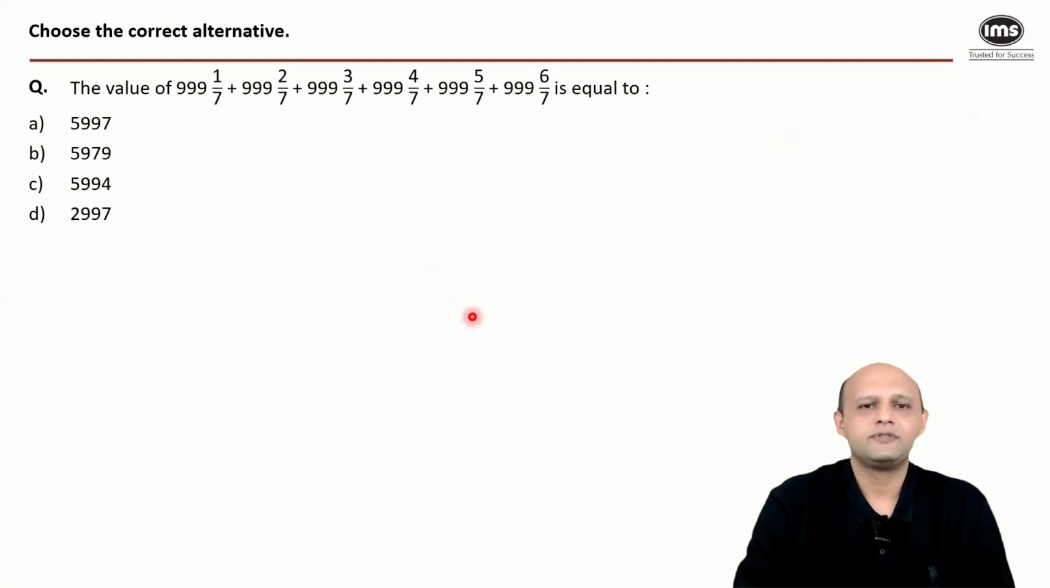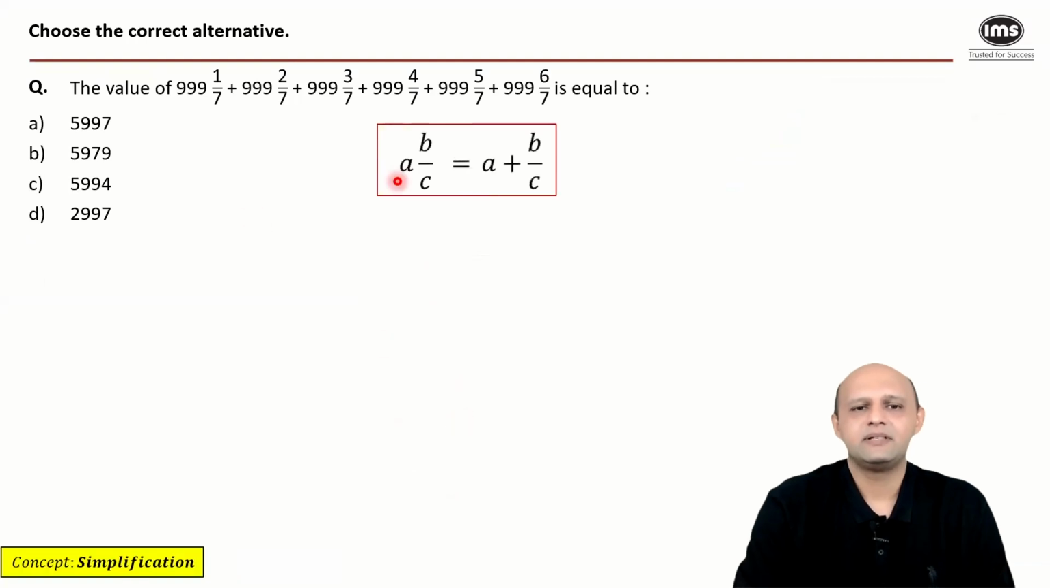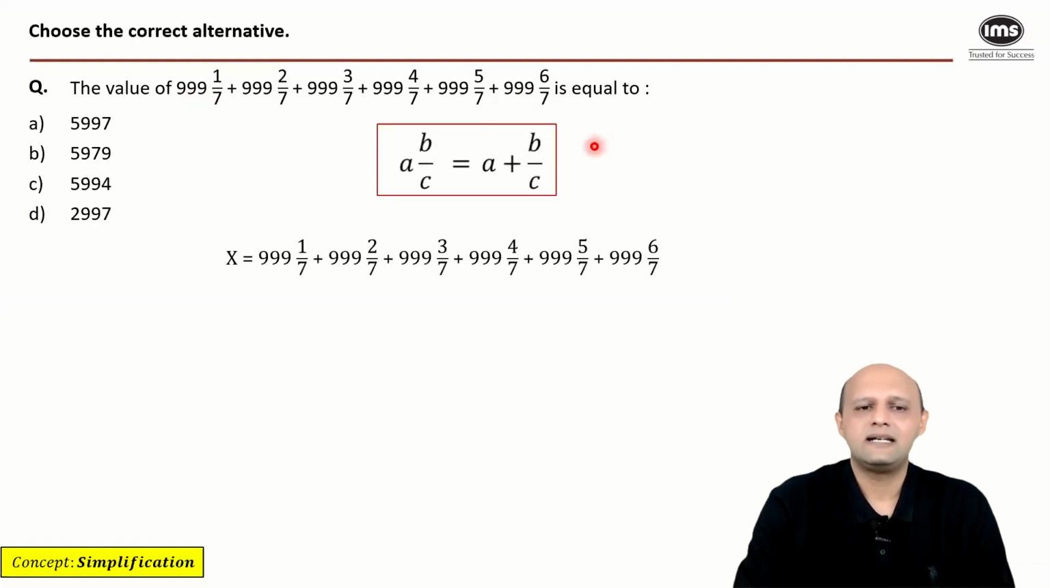I think this is one of the most straightforward, very, very simple questions on mixed fractions, presented through simplification. What is the fraction type? It is of the type a b by c, where if you rewrite this, it will appear as a plus b by c. So if you look at all these numbers, you will see 999 is written common. So you could write 999 6 times and separate the fractions that are presented here. So 1 by 7, 2 by 7, 3 by 7, 4 by 7, 5 by 7, and 6 by 7.